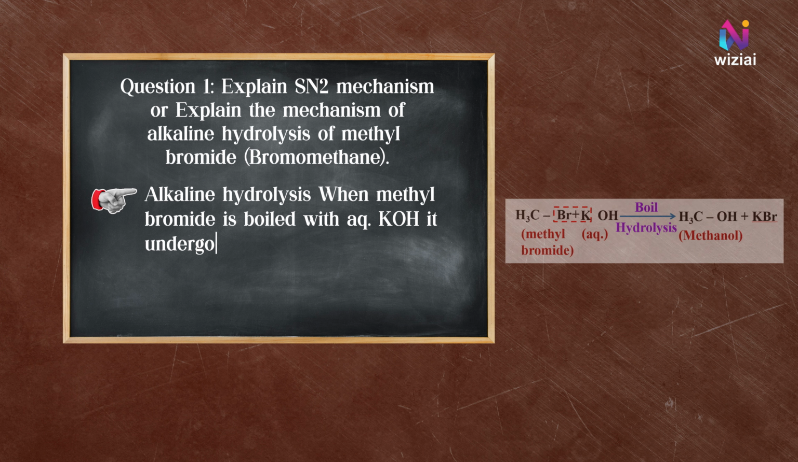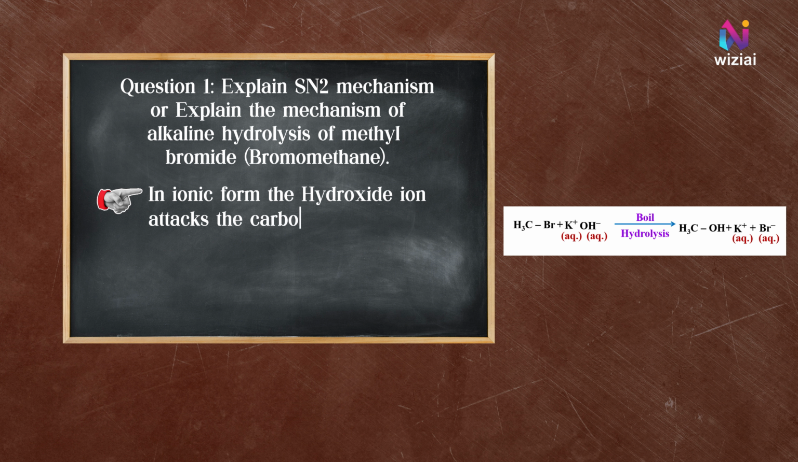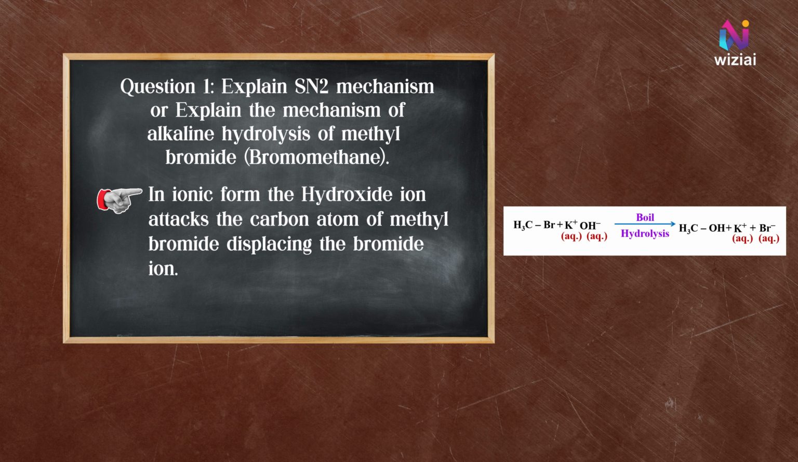In alkaline hydrolysis, when methyl bromide is boiled with aqueous potassium hydroxide, it undergoes hydrolysis to form methanol and potassium bromide as a byproduct. In ionic form, the hydroxide ion attacks the carbon atom of methyl bromide, displacing the bromide ion. The overall reaction is simple, yet the way it proceeds gives us deep insight into the SN2 mechanism.